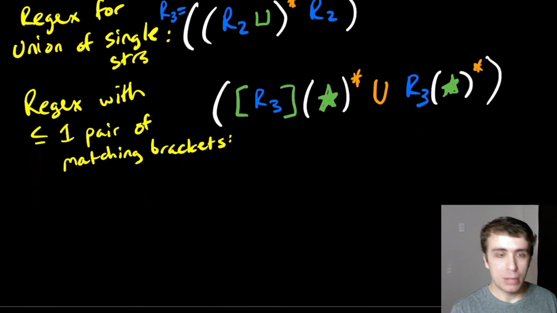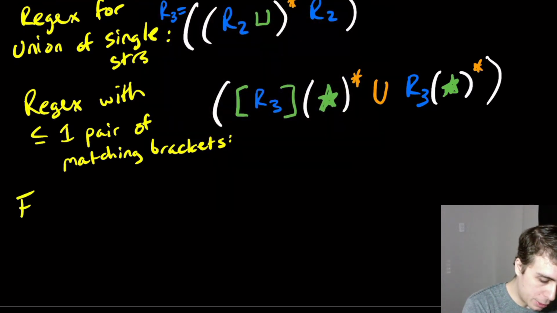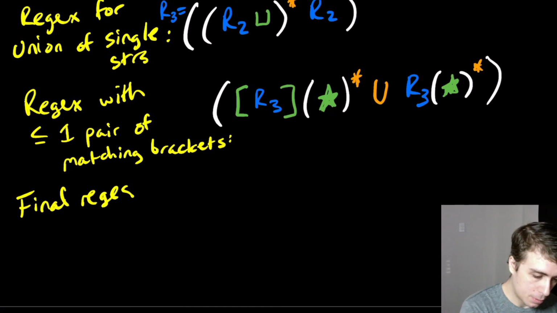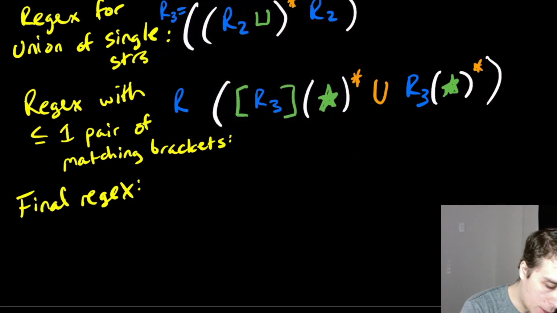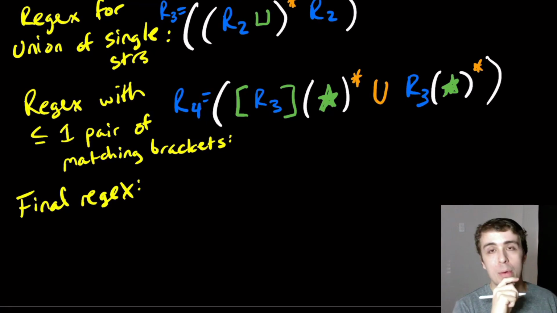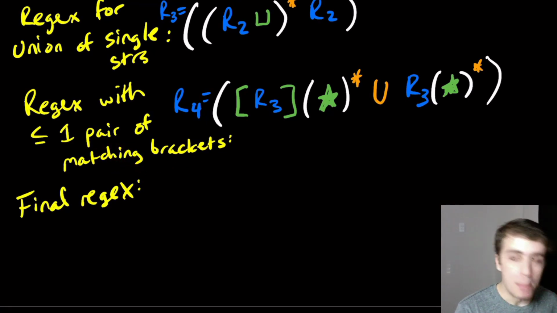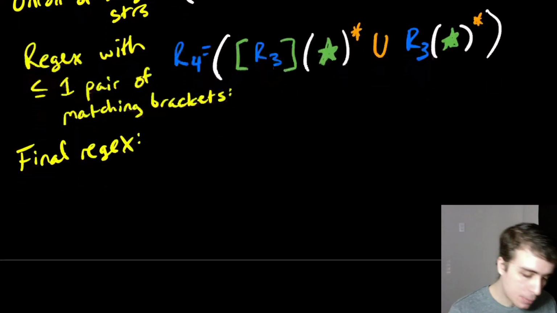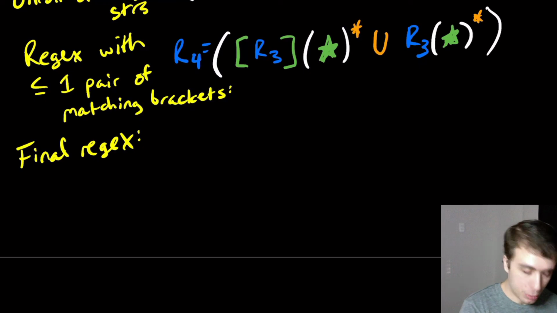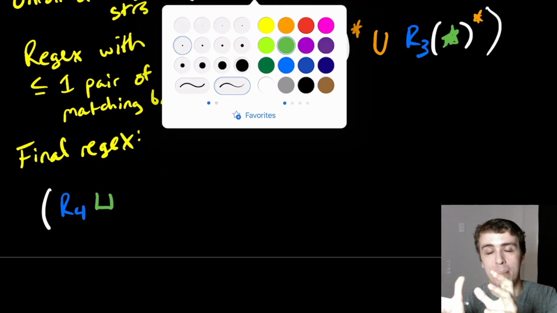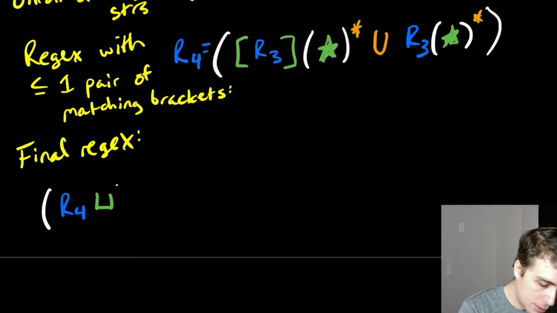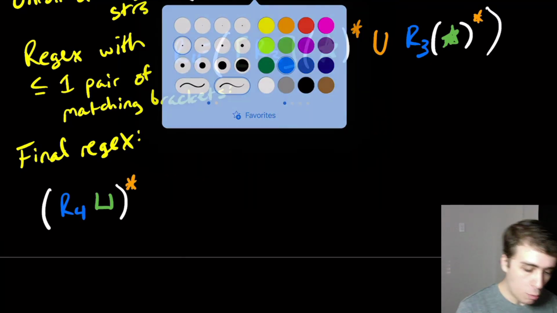Okay, now let's put it all together. So here's the final regex. So what are we going to do here? And I'm going to call this guy R4. So what do we want to do? Well, this says that we can have at most 1 pair. Now we want to be able to make as many pairs as we want. So here's how it's going to go. So we're going to have R4 right here, along with the character for union. So we can have something that has at most 1 pair, union something else, as many times as we'd like.